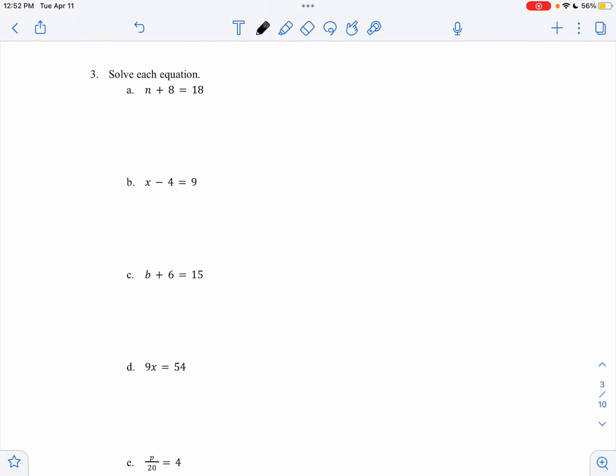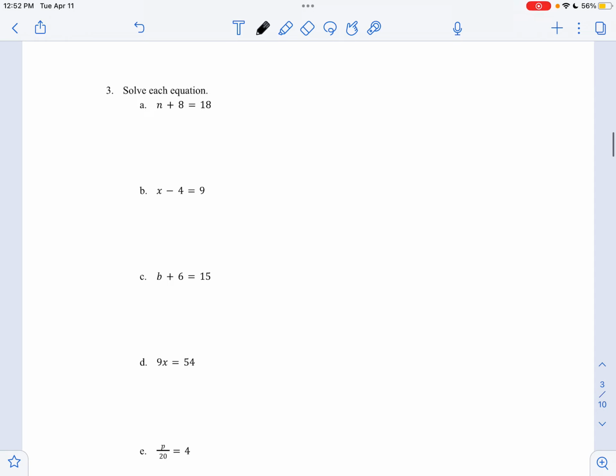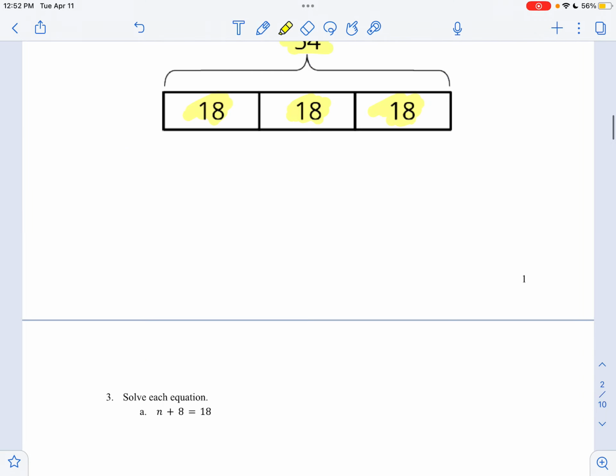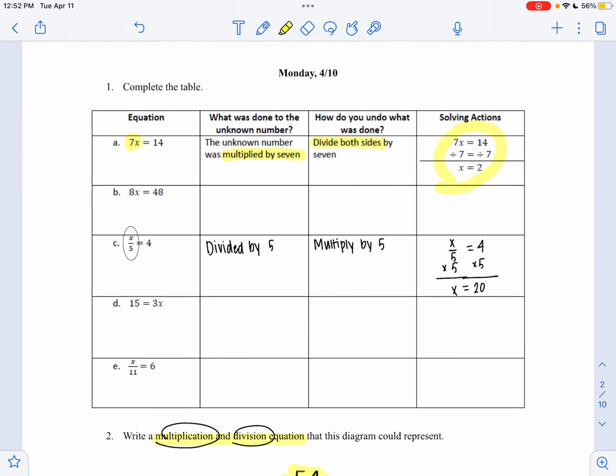Finally, in question 3, you'll simply solve each equation. There's an example in question 1 of how to solve the multiplication and division examples. It's right here in the table, here and here.